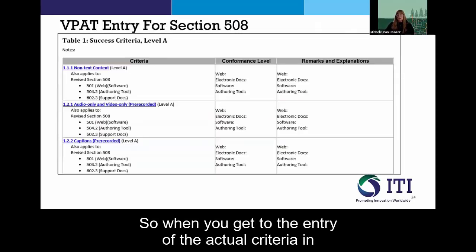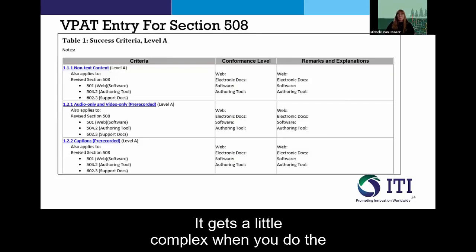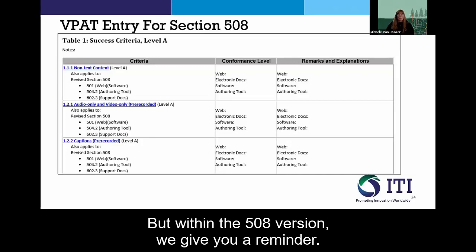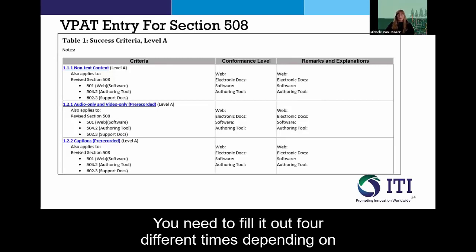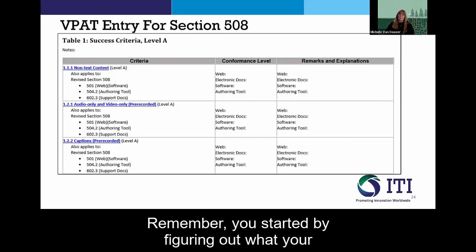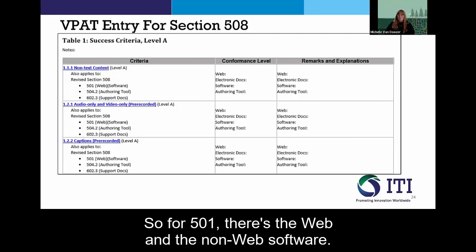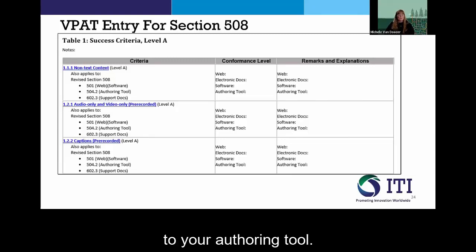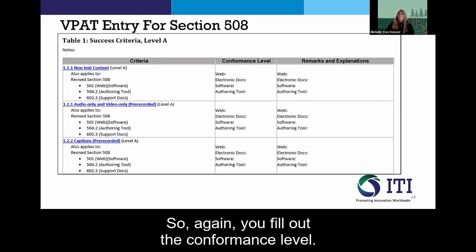So when you get to the entry of the actual criteria in the WCAG table, Mary Jo showed this table before. It gets a little complex when you do the international version, but within the 508 version, we give you a reminder. This shows, for criteria 1.1.1, non-text content, you need to fill it out 4 different times, depending on what your product is. Remember, you started by figuring out what your product is, and that helps you determine how many times you fill this out. So for 501, there's the web and the non-web software. 504.2 talks about this criteria with regards to your authoring tool, and 602.3 talks to the criteria with regards to the support documentation.